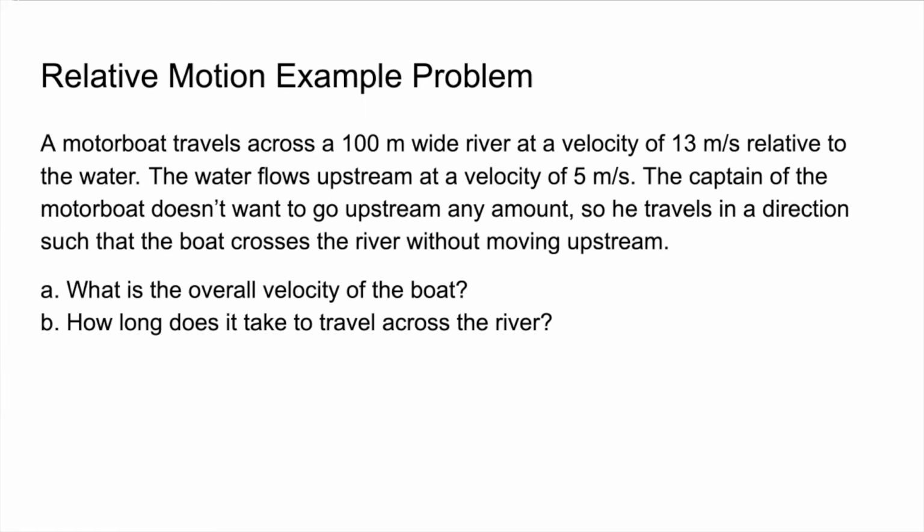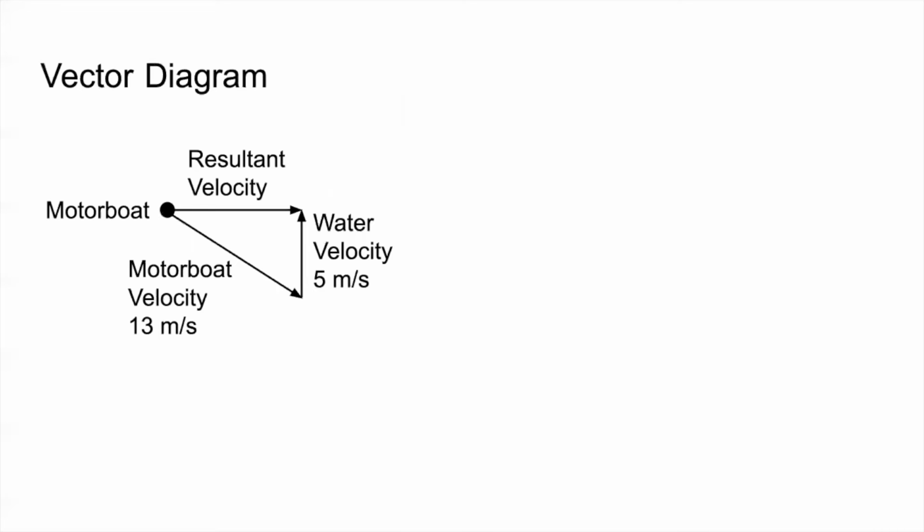So this time the vector diagram is going to look slightly different. The water velocity is still going up. However, this time, since the captain doesn't want to go upstream any amount, the resultant velocity, not the boat velocity, is going to be the velocity that is going to the right. So the motorboat velocity has to go slightly down such that its y component is -5 in order to counter the effect of the water velocity.